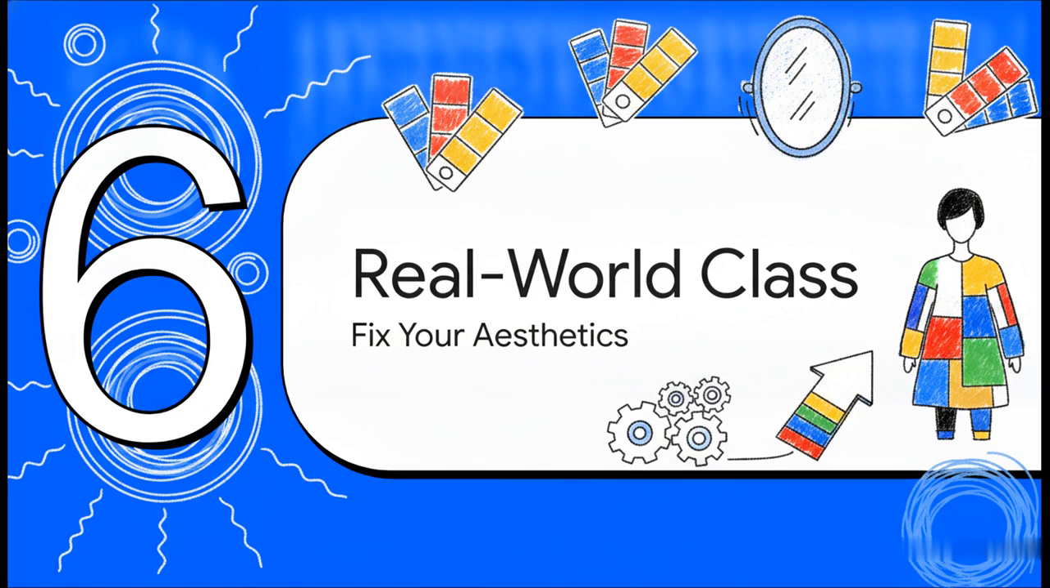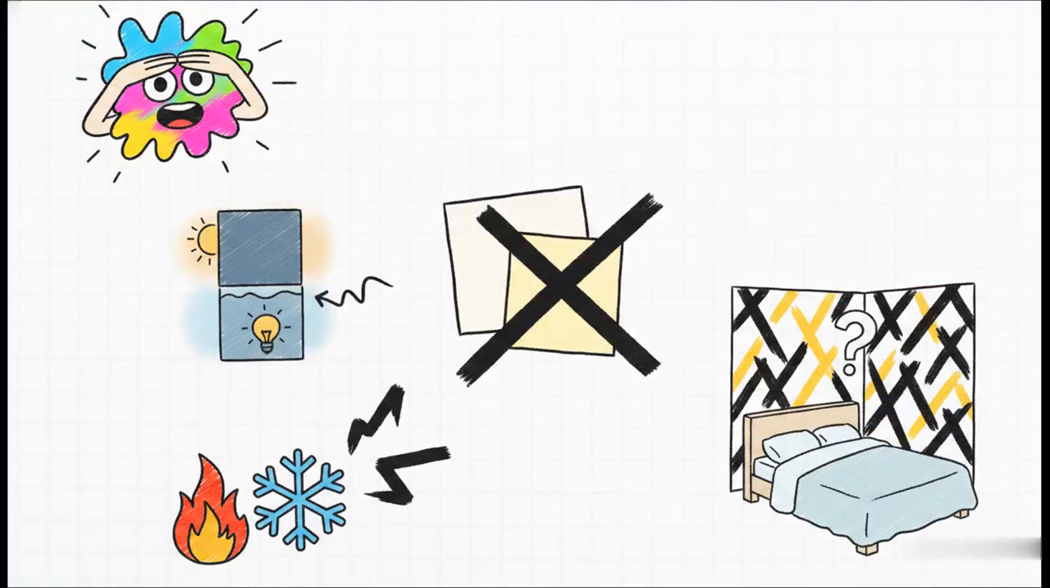Section 6. Real-World Color Masterclass. Fix your aesthetics. All right, we've covered the science and the psychology. Now I really want to empower you to apply this at a macro level. To immediately fix your personal aesthetics, you want to avoid these top 5 beginner traps. Trap 1. Using way too much saturation. You can fix this by picking just one dominant color and pairing it with muted tones.